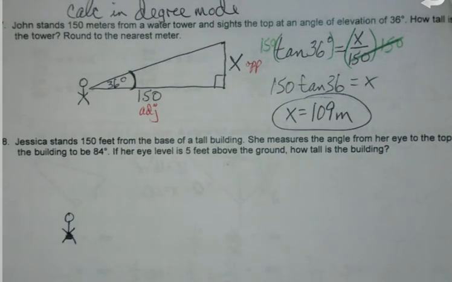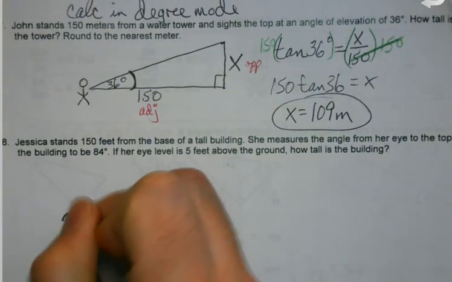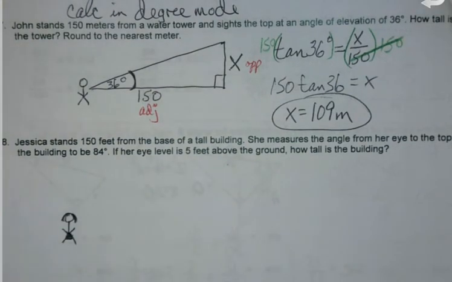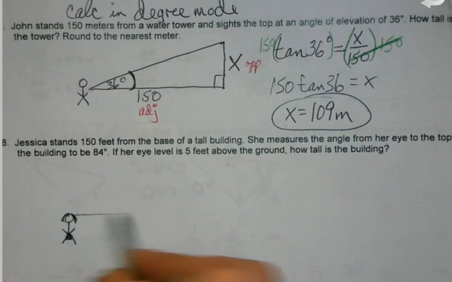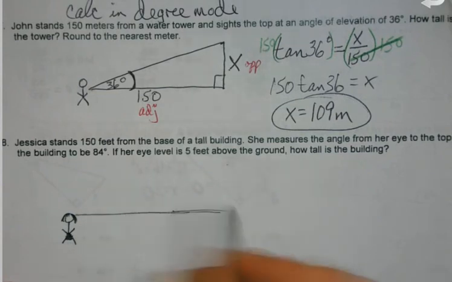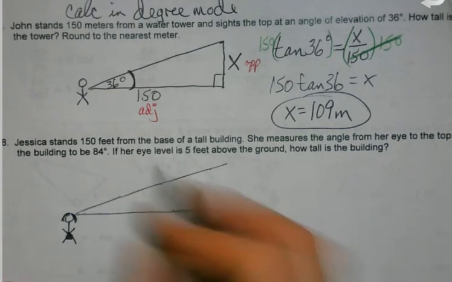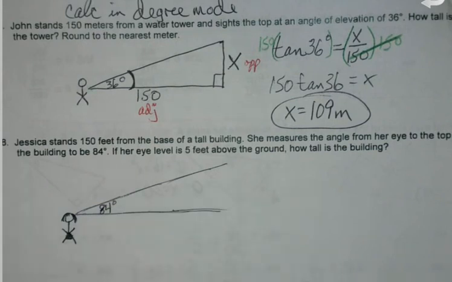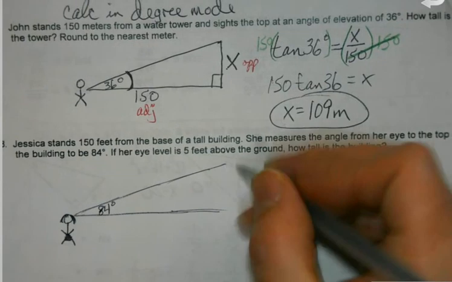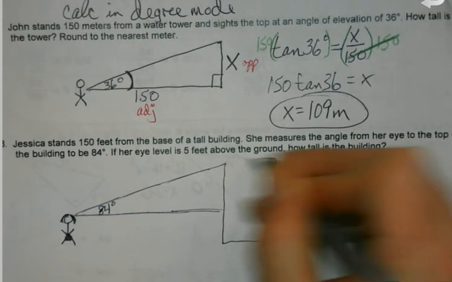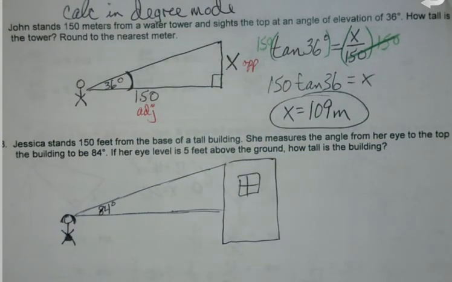We have to be able to tell that it's Jessica. Jessica is 150 feet from this building, but now we're looking at it. Elevation 84 degrees. Wow. So here she's looking, and we've got this building over here still. Kind of looks like an 84 bird with a beak.